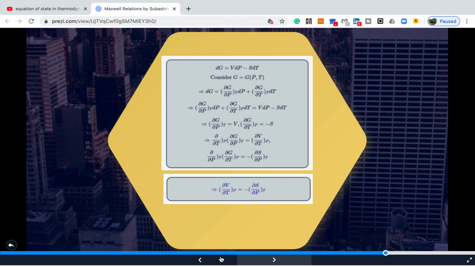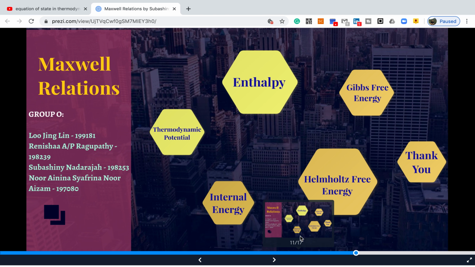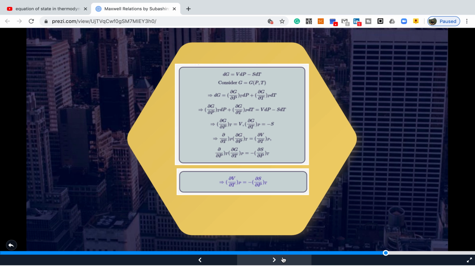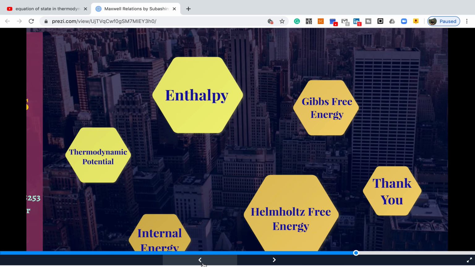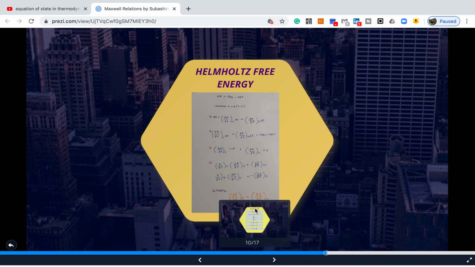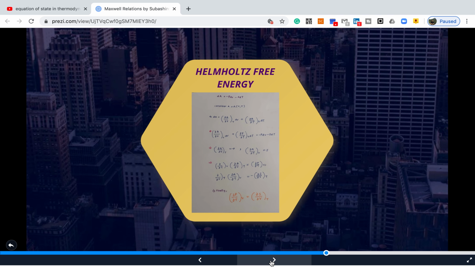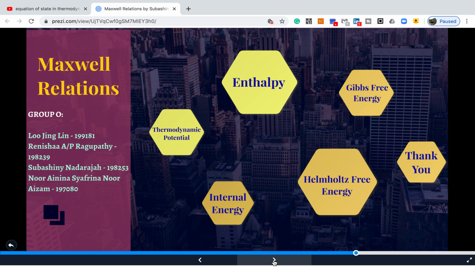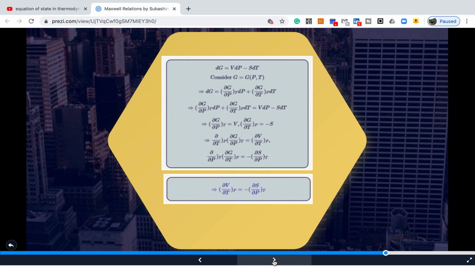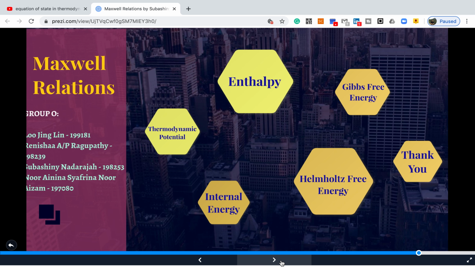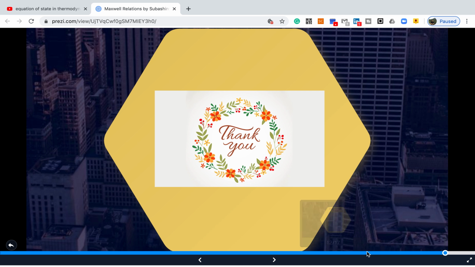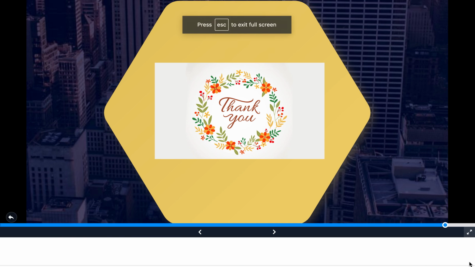And this one also, the previous one, it is very small, so I could not really see the Helmholtz. This one is quite small, but actually I can read it, but it's not right because you don't really zoom like you did for enthalpy. It's okay, you can always improve. Okay, all right. Thank you to group 0.